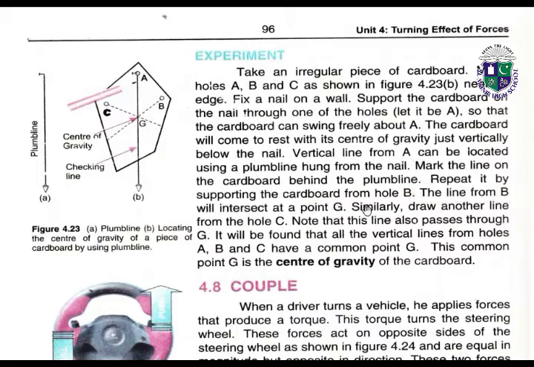Mark the lines, and we will see where they intersect. This is the point where all the lines are intersecting each other. Note that this line also passes through G. It will be found that all the vertical lines from holes A, B and C have a common point. This is the intersection point, the common point G. This common point G is the center of gravity of the cardboard.